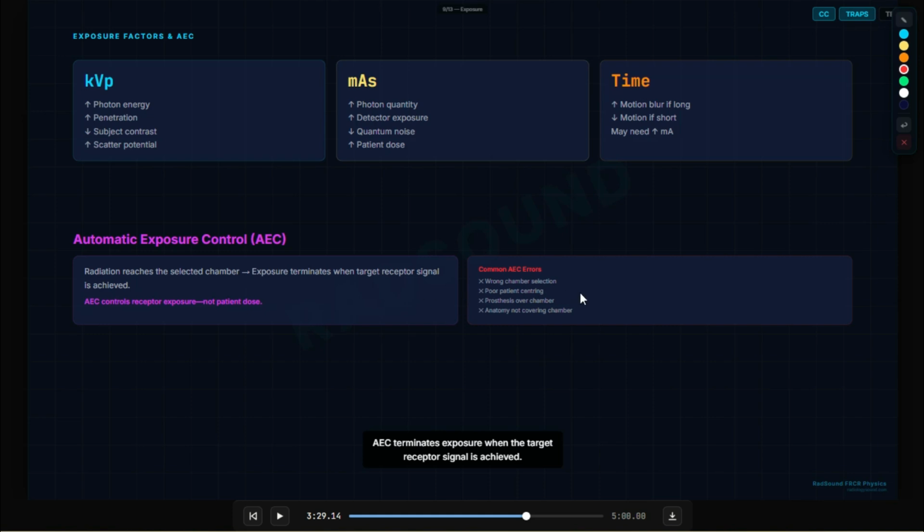So there might be some issues like wrong exposure or wrong chamber selection, maybe poor patient centering. Maybe sometimes the patient has prosthesis over the chamber that is protected, or large anatomy that is covering the chamber. Not covering the chamber at all is also a big problem. So in the end, the exposure might increase because of abnormal positioning or poor selection of the exposure control. Our FRCR trap is: automatic exposure control controls receptor exposure, not patient dose.